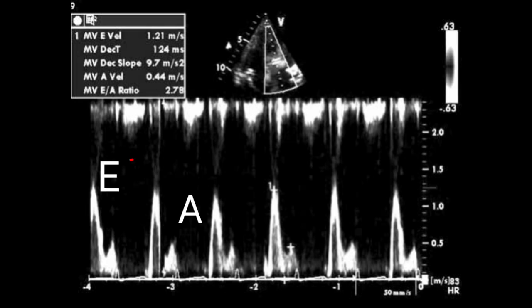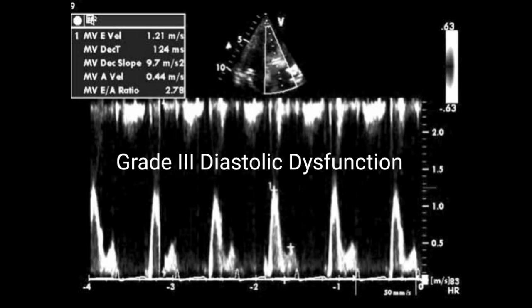If we look at this spectrum, we are getting a taller E wave and a small A wave. It means there is a rapid early diastolic filling of LV, but there is little contribution from the left atrium. In other words, LV volume is restricted. It is allowing early diastolic filling, but it is not allowing another gush from the left atrial contraction. So there is a small A wave. This is an example of grade 3 LV diastolic dysfunction or restrictive type diastolic dysfunction.